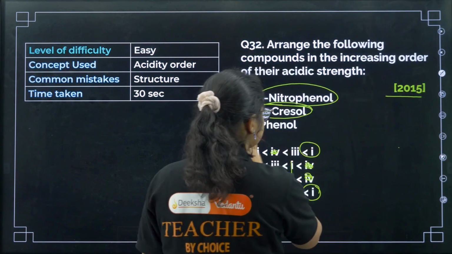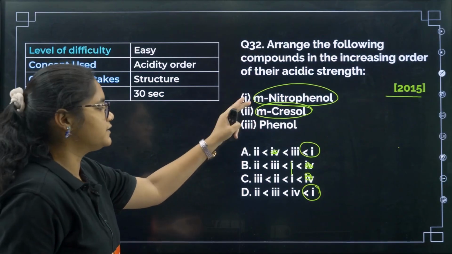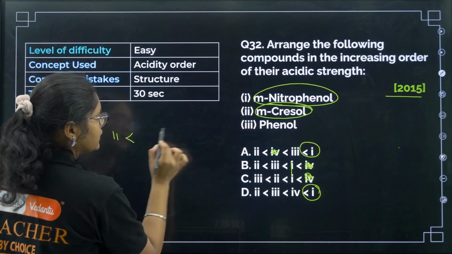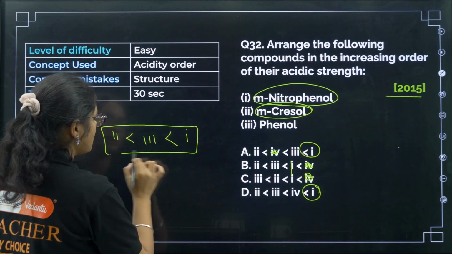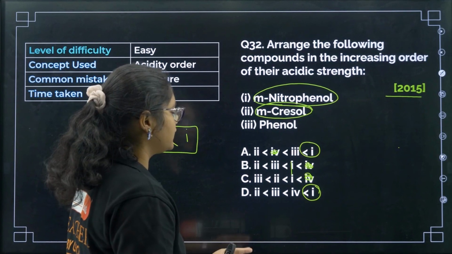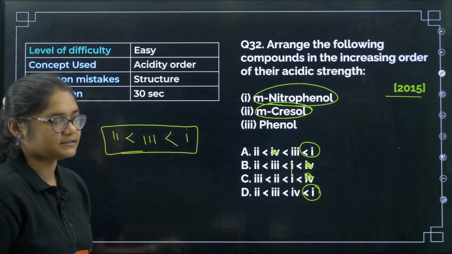So next we have metacresol. Cresol means your CH3 group. This is again an electron donating group, so this will decrease the acidity. So I'll get 2 here, and phenol has no group, and then 2, 3 and 1. Okay, this will be the correct answer, that is 2, 3 and 1. So you can leave these options. This will be the answer for this question.